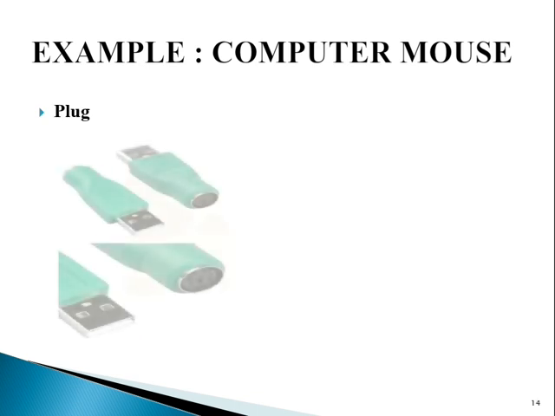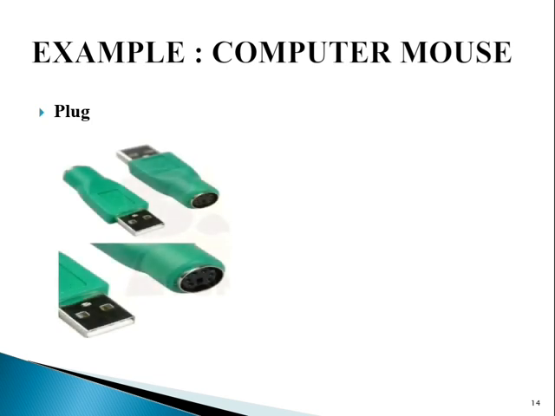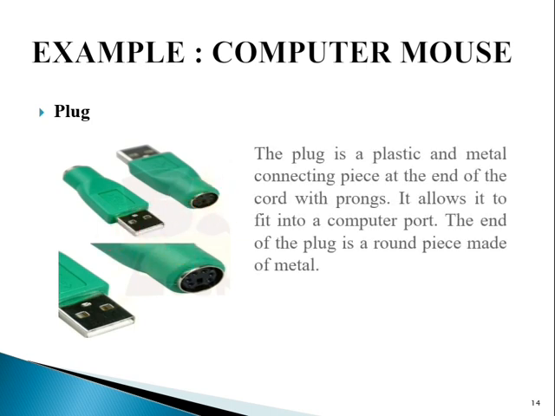And lastly the plug. So plug is here, images you can see here. The plug is a plastic and metal connecting piece at the end of cord with the branches. It allows it to fit into a computer port. The end of the plug is a rounded piece made of metal. So you can see metal piece here. Okay, so it can easily fit into the computer port. So both types of port are here, rounded and the latest one. Okay, so you can write it down from here.